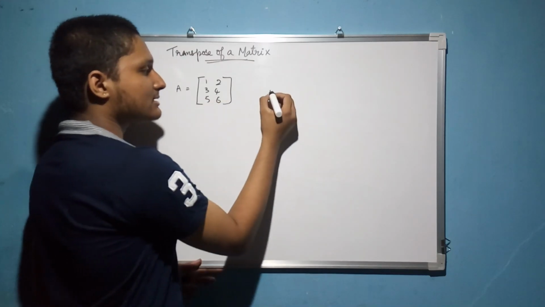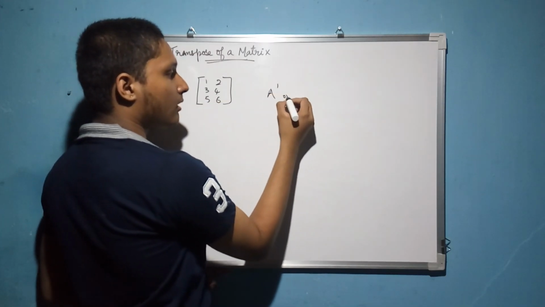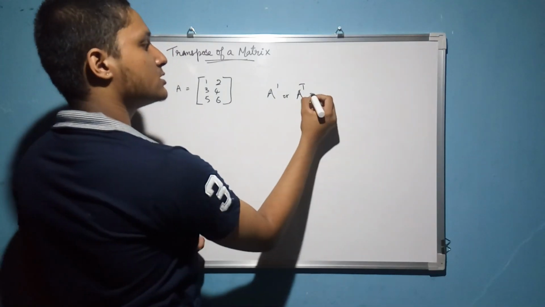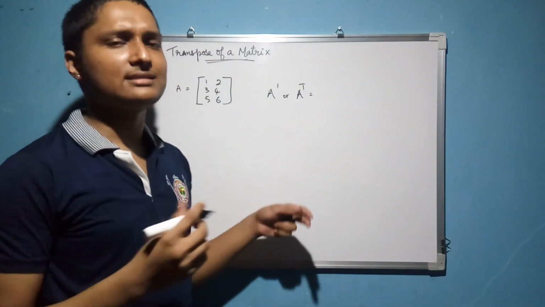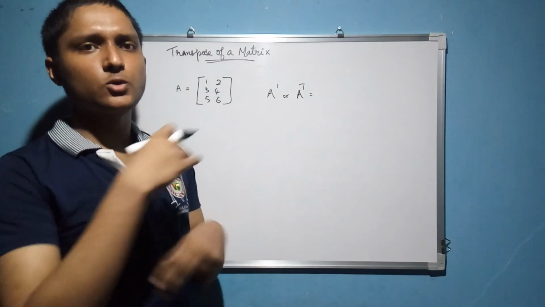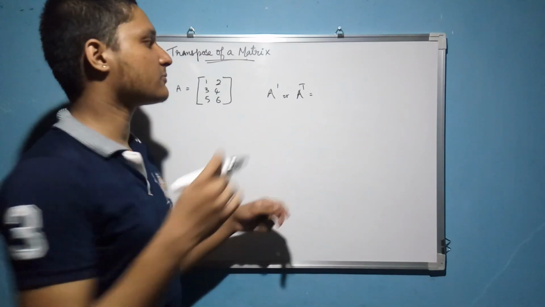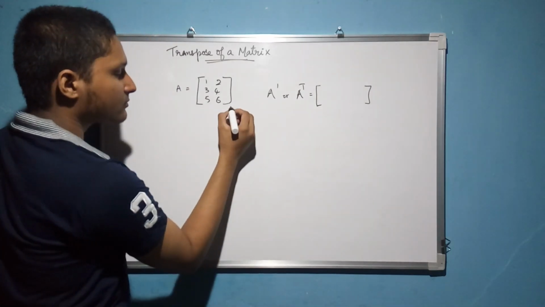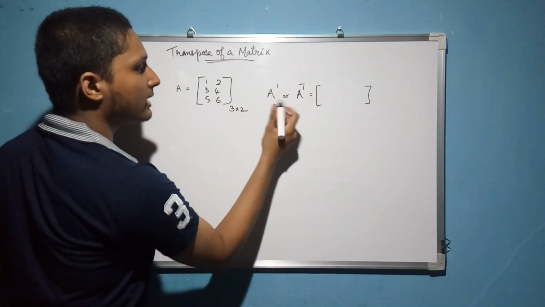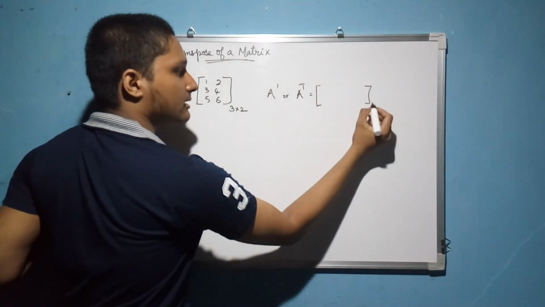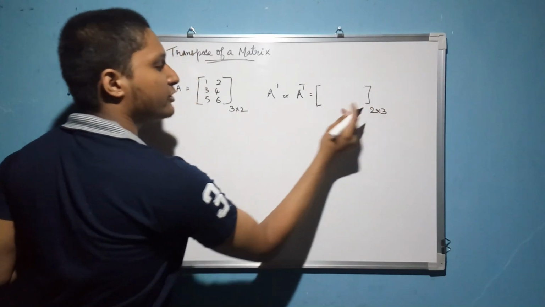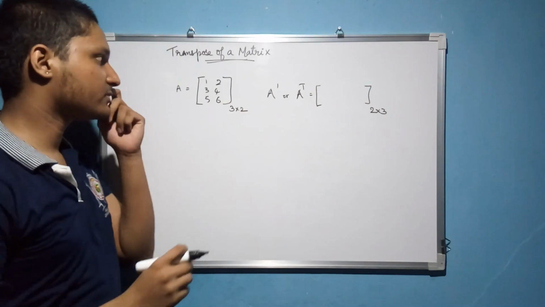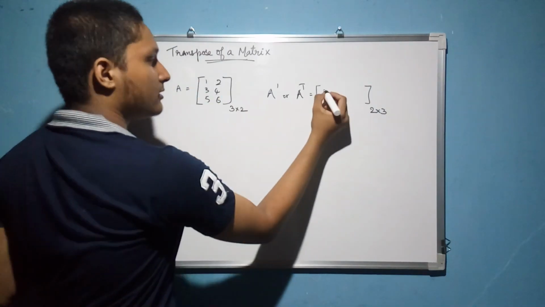If A is a matrix, A dash or A T represents the transpose of that matrix. What the transpose of that matrix is, in this transpose you are just going to interchange the rows and the columns. So let us see how it is going to be here. If this is of the order 3 by 2, its order is going to be 2 by 3. Therefore it is going to have 2 rows and 3 columns. So I need to fill it in this order itself.